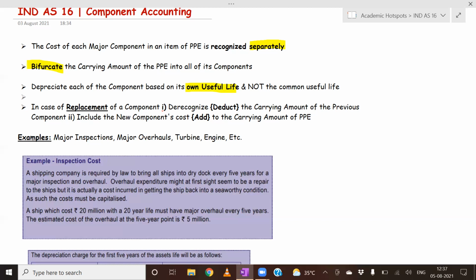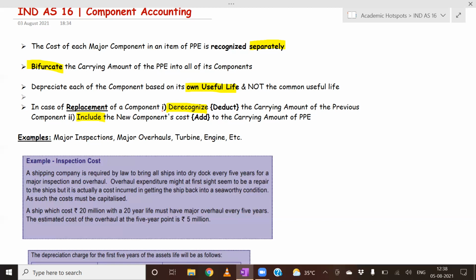Next comes an important part. In case of a component being replaced, what needs to be done? So there are two things that need to be done as a part of the accounting treatment. Firstly, you will de-recognize the old carrying amount of the previous component that already exists as a part of your PPE's carrying amount. Next, you will have to include or add the new component's cost to the carrying amount of the PPE. Sounds simple? Let's continue with an example.